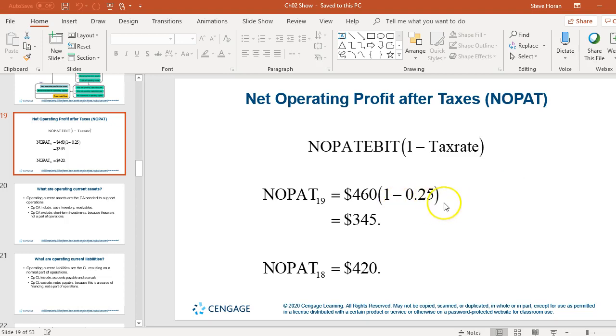The reason they use 25% is just a nice rounded number, and that takes into account the fact that most states have some kind of a corporate income tax. They just use 25 as a nice rounded number. Okay, so my NOPAT for 19 was 345. In 18 it was 420, so it went down. You actually would like that number to go up.